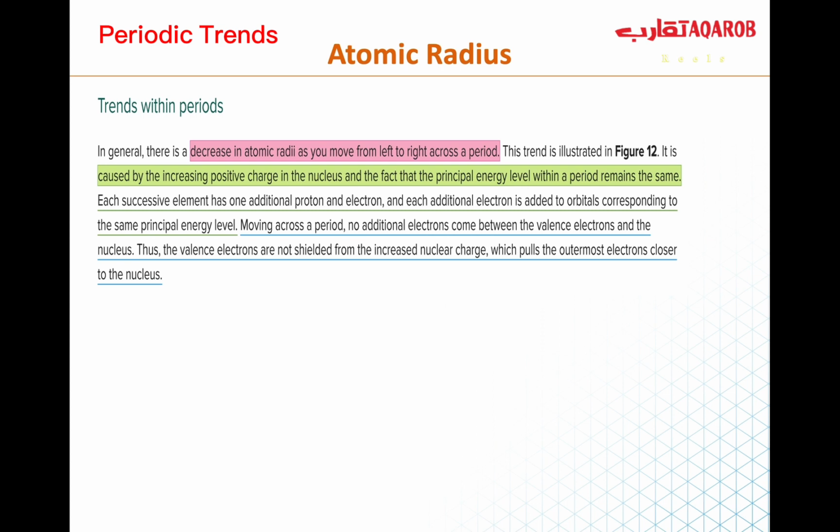Each successive element has one additional proton and electron, and each additional electron is added to an orbital corresponding to the same principal energy level. Moving across a period, no additional electrons come between the valence electron and the nucleus. Thus, the valence electrons are not shielded from the increasing nuclear charge, which pulls the outermost electrons closer to the nucleus.